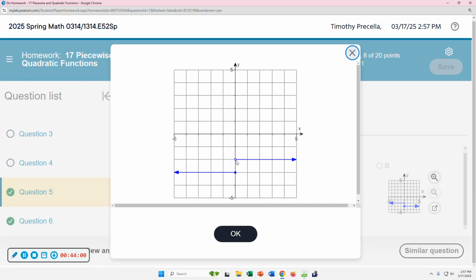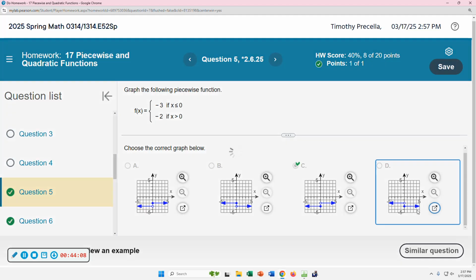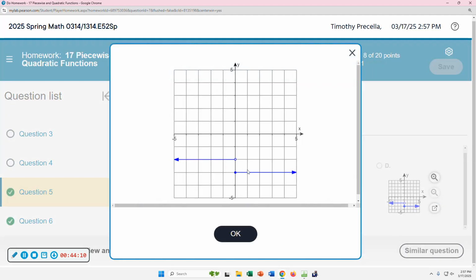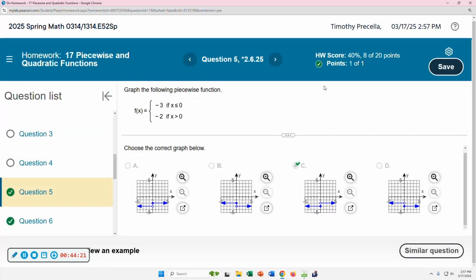Right here, open circle, going to the right on the top. Solid circle, going to the left on the lower one. That's C. D has the pieces reversed. The open and closed are correct, but this one has the upper one on the left-hand side. So they reversed the less thans and greater thans. Okay. Any other questions there?